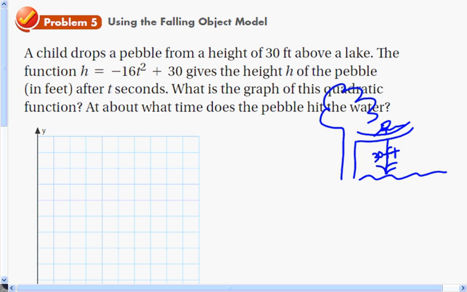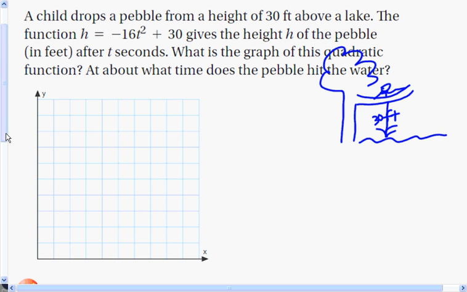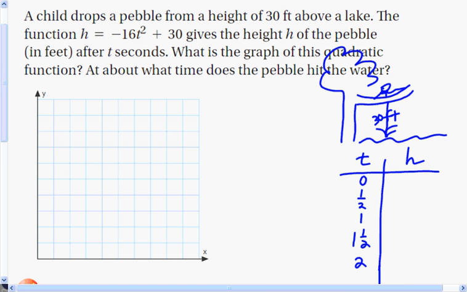So let's just find some values. And I'm thinking it's not going to take very much time to get to the water, so I'm going to use some really small increments of time. Like maybe I'm going to go 0, 1/2, 1, 1.5 seconds, up to 2. Maybe I'll need more than that, I don't think so though. And then I'm going to use this function negative 16 t squared plus 30.